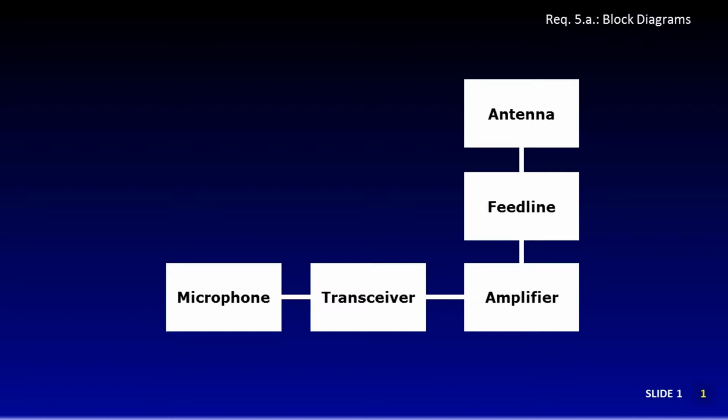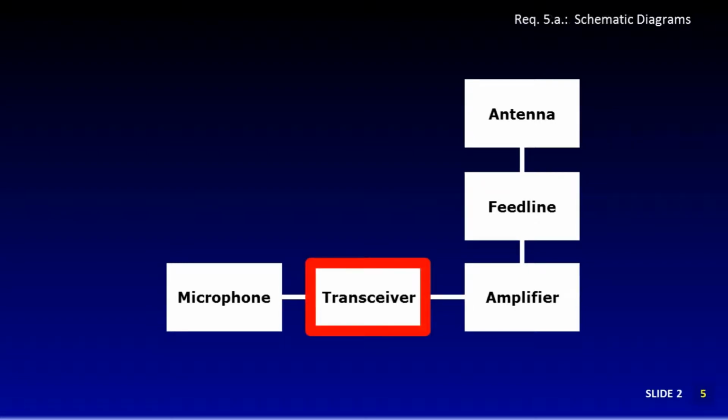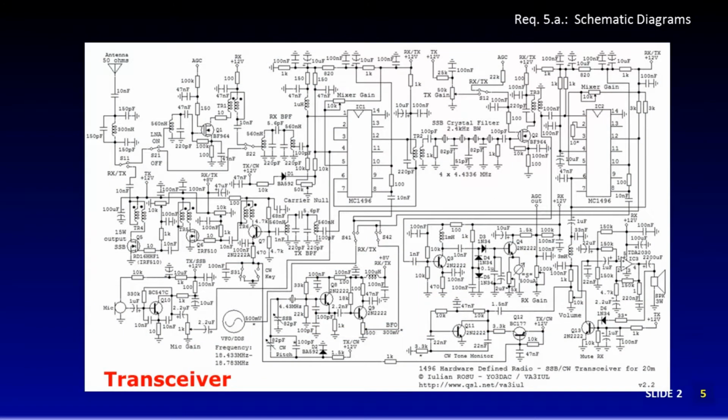The block diagram gives you a high-level picture of the ham radio station system. As you become more interested in how things work, you might become familiar with schematics. Schematics are the map of the electronic components inside a device. Next, we'll look at schematics. The schematics map out the components in our transceiver and how they are connected.